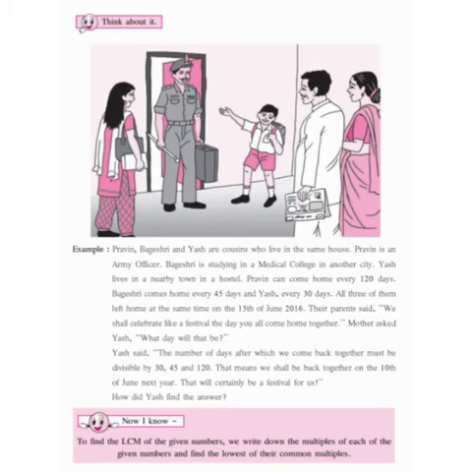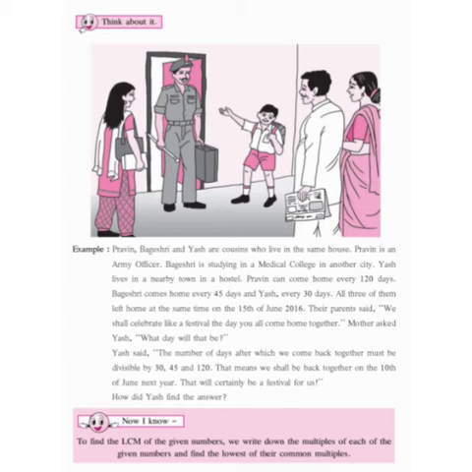All three of them left home at the same time on the 15th of June 2016. Their parents said, We shall celebrate like a festival the day you all come home together. Mother asked, Yash, what day will that be? Yash said, The number of days after which we come back together must be divisible by 30, 45, and 120. That means we shall be back together on the 10th of June next year. That will certainly be a festival for us.